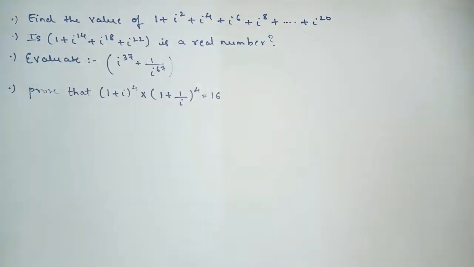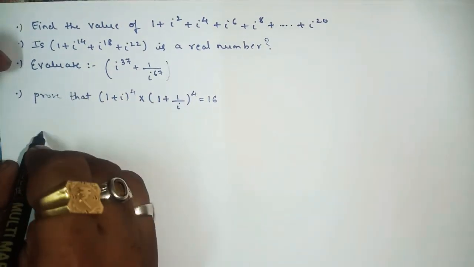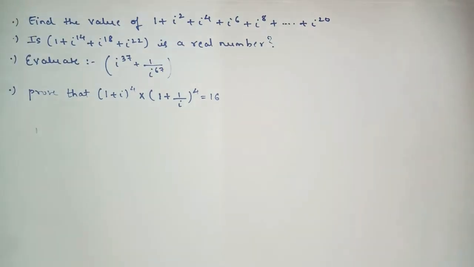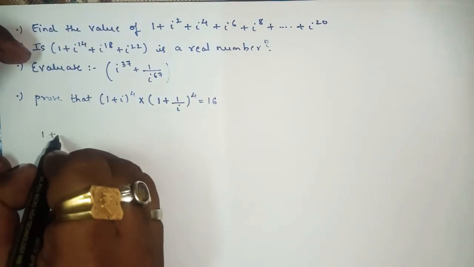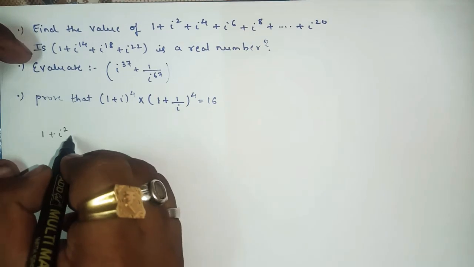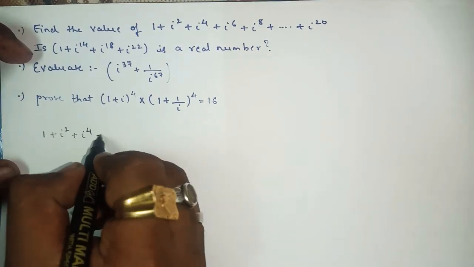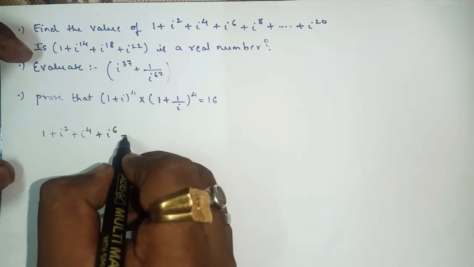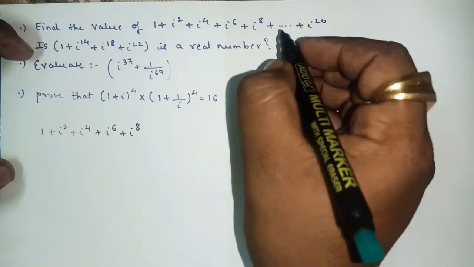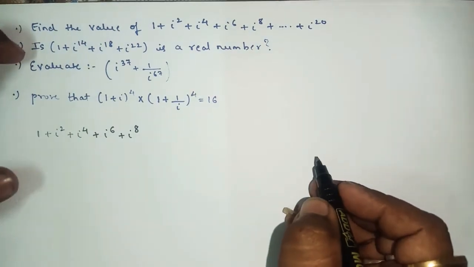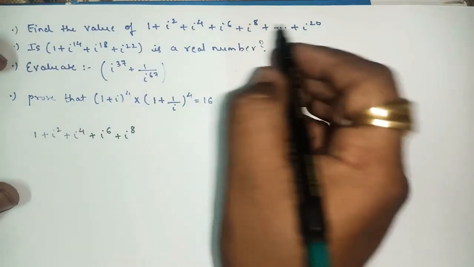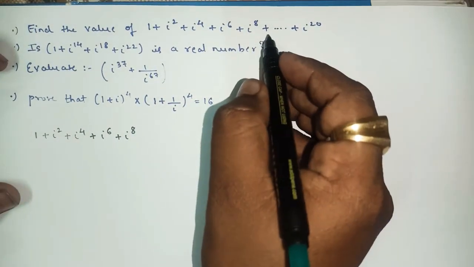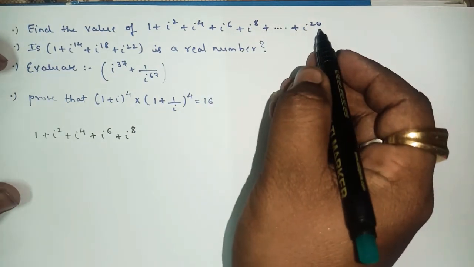As here in the first sum it says that you have to find the value of 1 plus I square plus I raised to 4 plus I raised to 6 plus I raised to 8. Then there is dot dot dot, that means there are some values between I raised to 8 and I raised to 20. So what will be the values from I raised to 8 to I raised to 20?